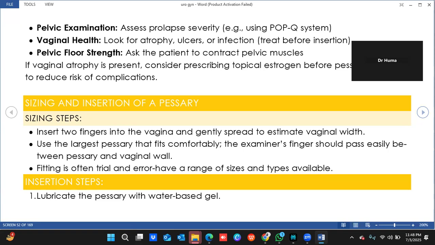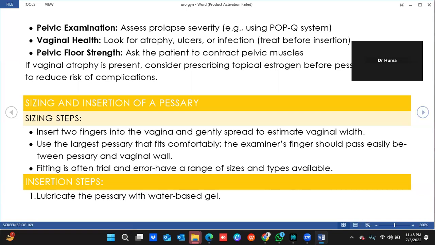Then we will measure pelvic floor muscle strength, and if there is vaginal mucosa atrophy, then we can manage it before giving the pessary, because it is one of the causes of her symptoms. Maybe her other symptoms will be relieved. Okay, so for putting the pessary, we will insert the pessary to check, a trial and check method.